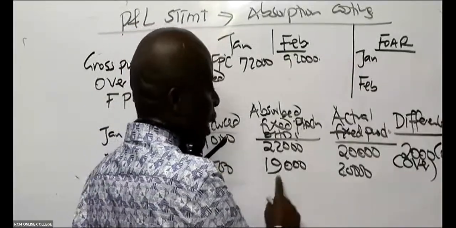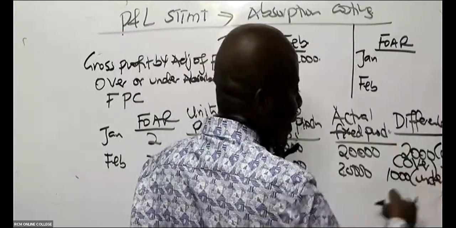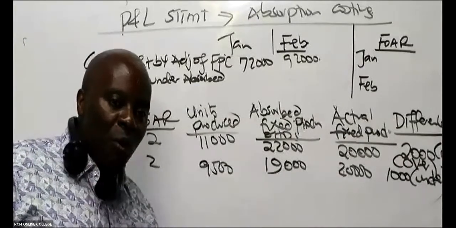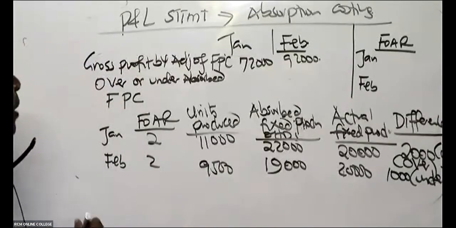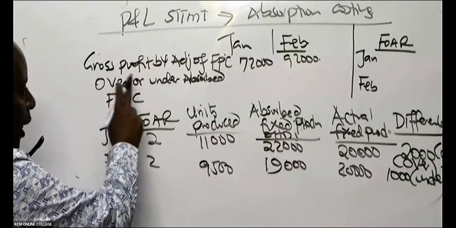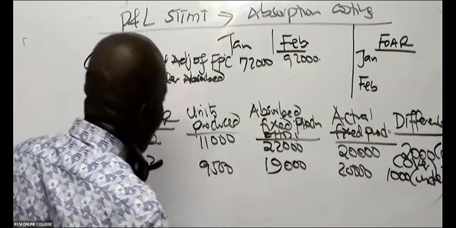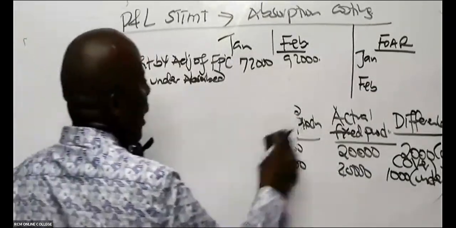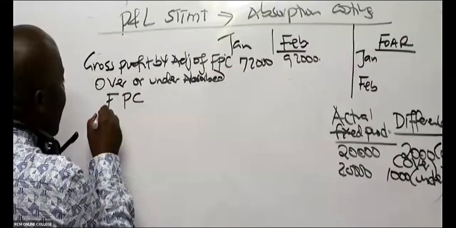How about this one? 1,000, isn't it? And now it is what here? It's under, because the absorbed is smaller. We absorbed little. So is that okay? Then you take this over or under absorbed fixed production costs. Now we have the figures. I'm so happy now.